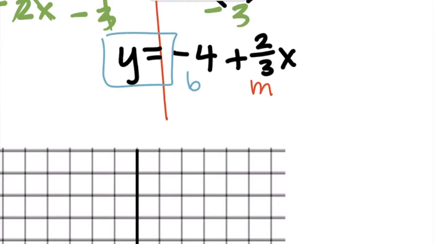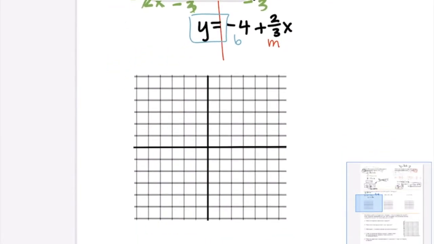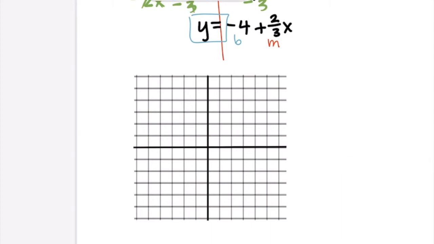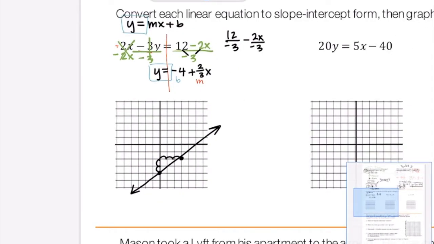So now we can go ahead and graph this. We're going to plot the y-intercept first, so that's negative 4. And then we're going to rise and run from there. So we're going to rise 2 and run 3. Now we can connect our dots with a line, and we've got our equation graphed. Okay, next one.